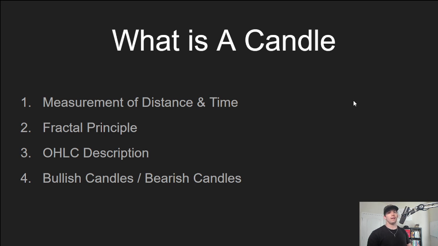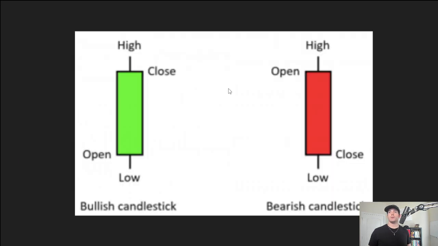We also put a focus on the open, high, low, and close. This isn't just how candles move, but it's how they're booked. It's how we measure that distance and time. And of course, we'll have bullish candles, which are up closing candles, and we'll have bearish candles, which are down closing candles. So this would be just a typical bullish candlestick and a typical bearish candlestick.